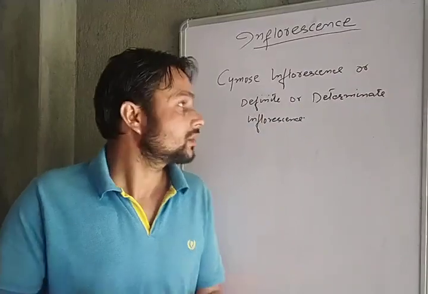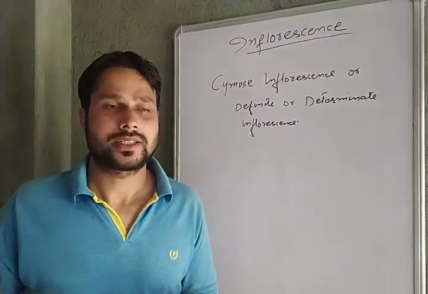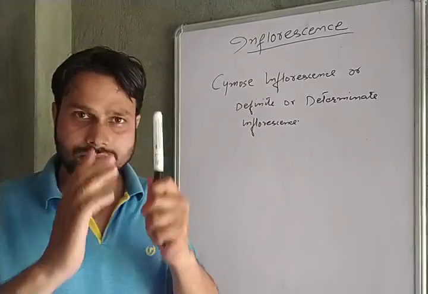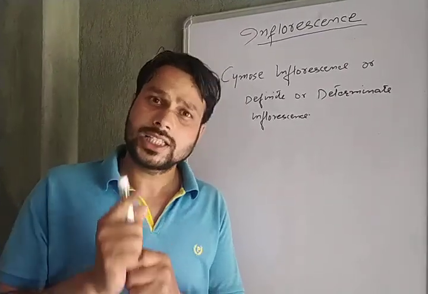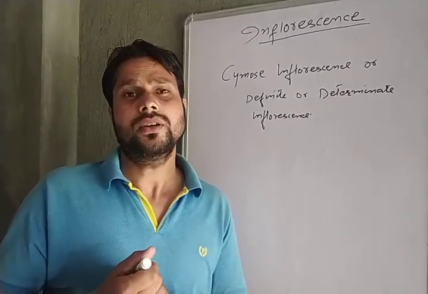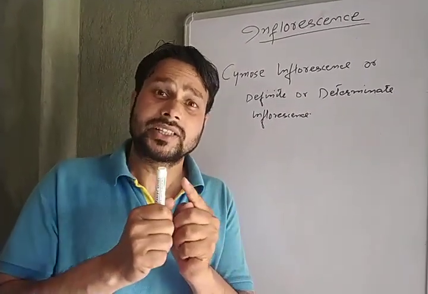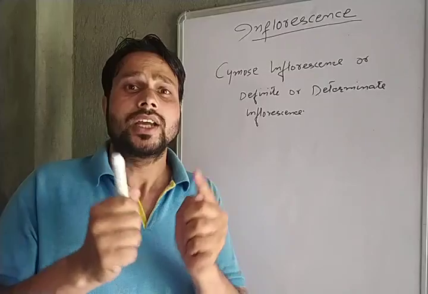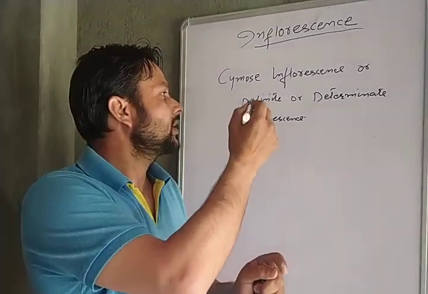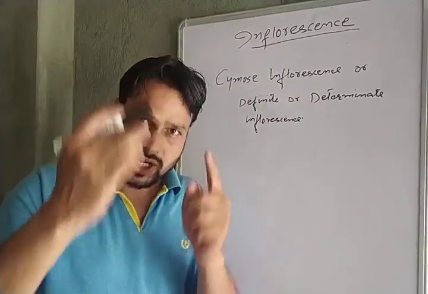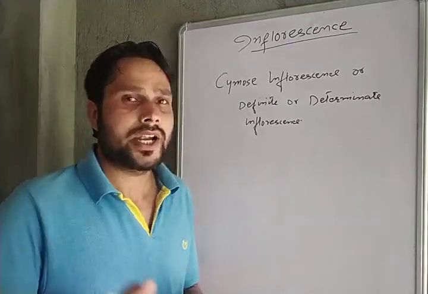What is this cymose, definite or determinate type of inflorescence? In this type, the main axis of the flower, which we call the floral axis, terminates into a flower. The lateral branches arising also terminate into flowers, and this process continues. That's why it is a definite or determinate type of process.